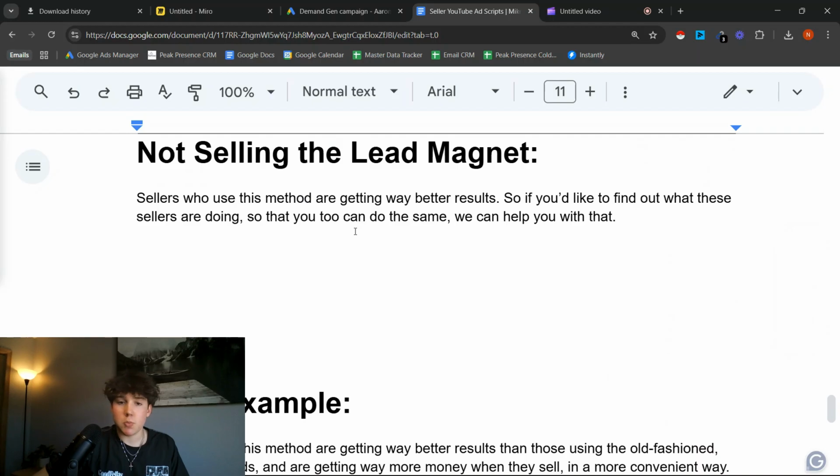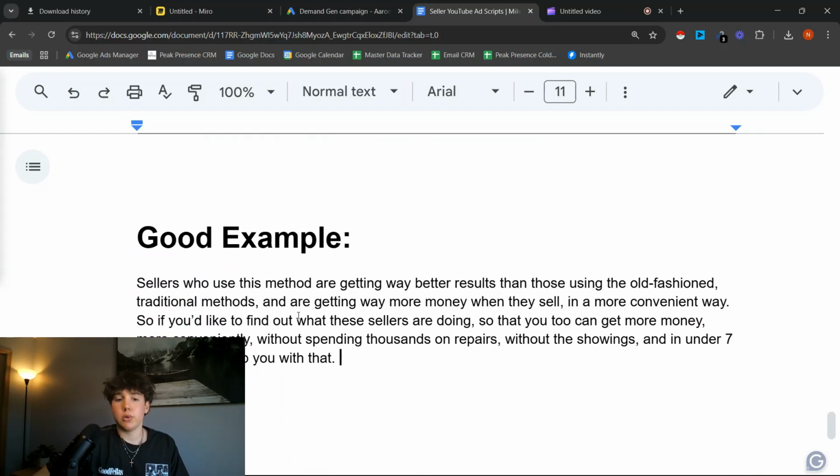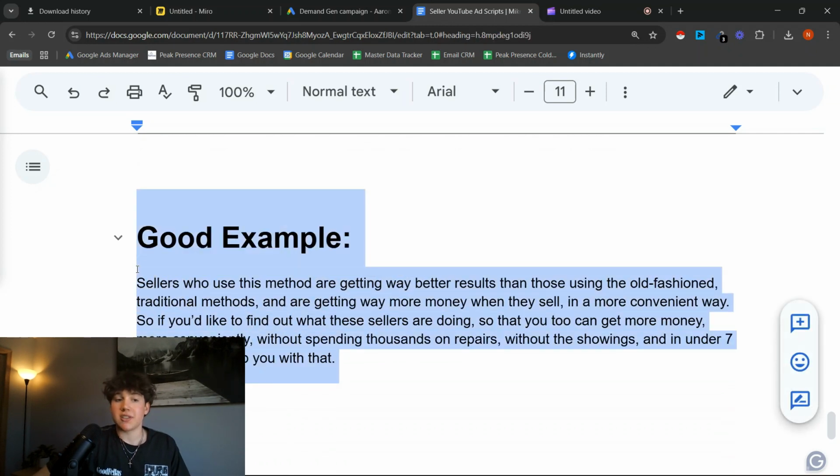But if you're thinking about selling your home, which one are you going to go with? The one that says, oh, we can get you better results, or the one that says you don't have to spend thousands on repairs, without all the showings, and in under 7 days? Obviously, you're going to go with this one because it sounds like the perfect dream scenario, which is how you need to write an ad. You need to write it with their best interests in mind. So that's an example right there of selling your lead magnet.